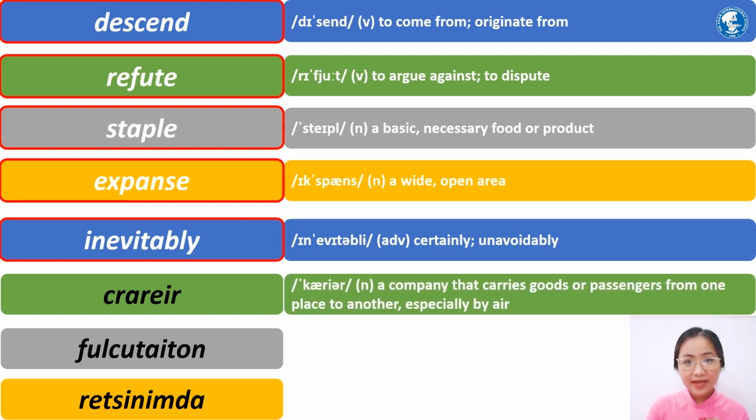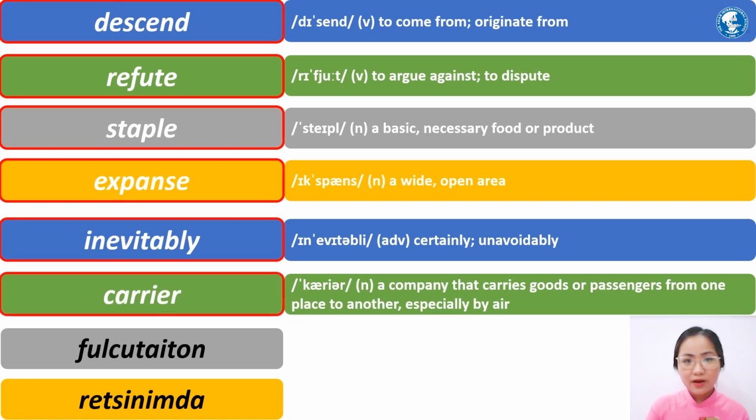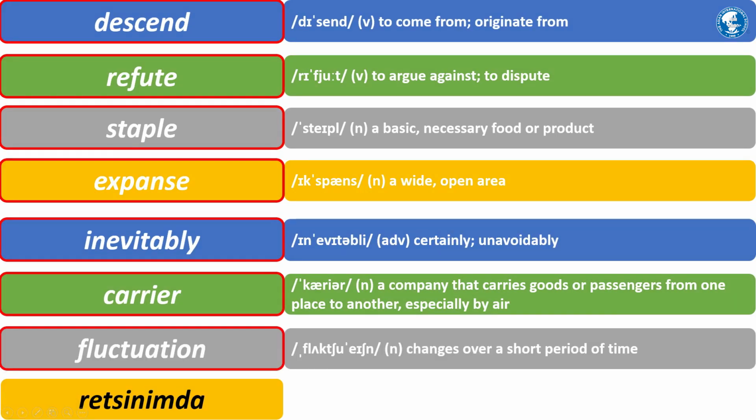From the phonetic symbols, can you guess what it is? Exactly, it is carrier. Carrier refers to a company that carries goods or passengers from one place to another, especially by air. The next word is fluctuation. Fluctuation is changes over a short period of time.